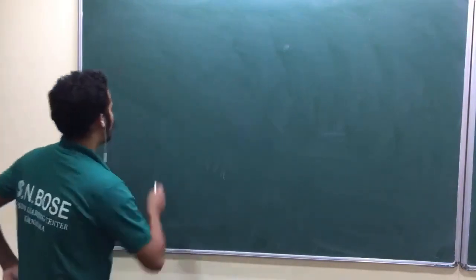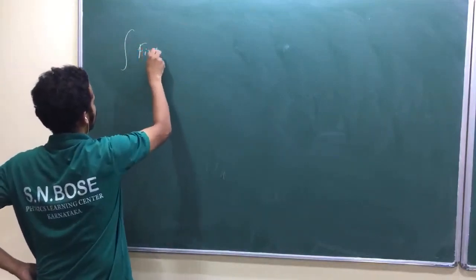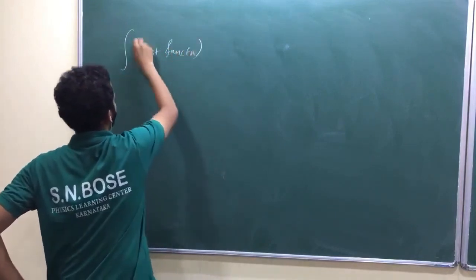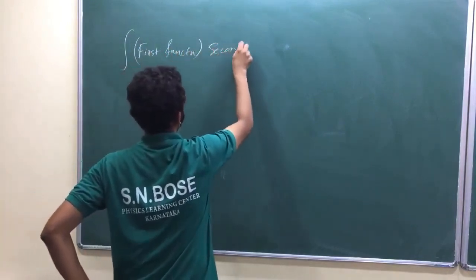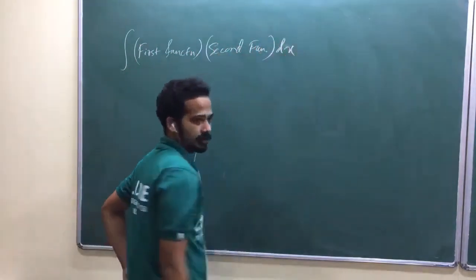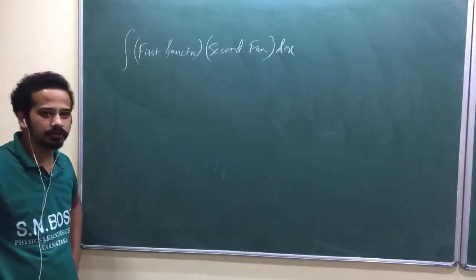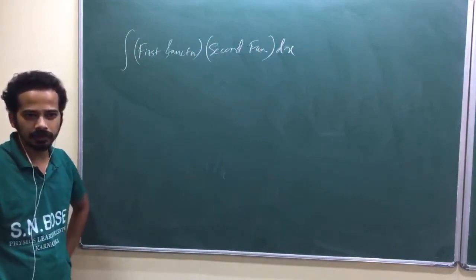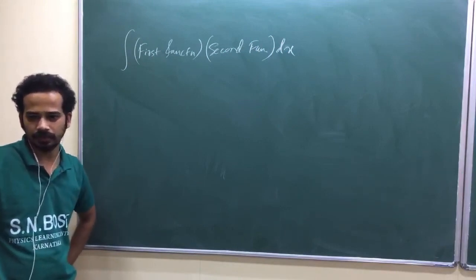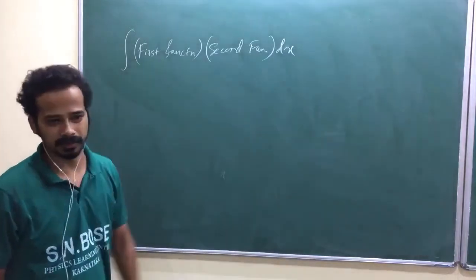Now again, what I remember is first function into second function dx, isn't it? You have this kind of integral. I think while choosing the first function and second function, you have some rule. Do you remember that one? Some ILATE rule like that, isn't it? Just Google it. I too don't remember exactly, but I remember some logic out of it.